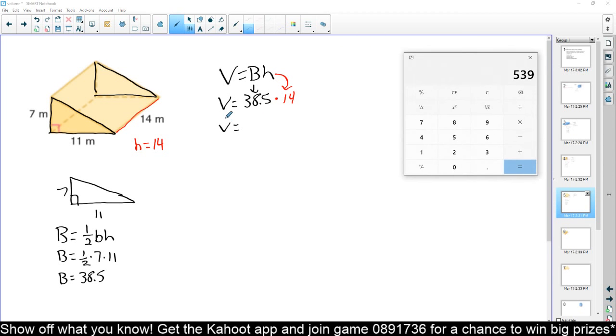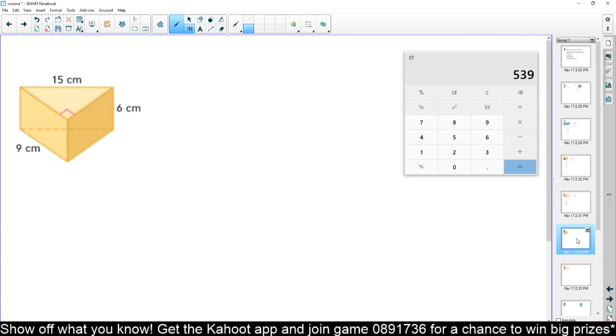Let's move this out of the way a little bit. That gets us 539. Pick up our units, no naked numbers. Meters cubed. All right. So the only thing that changed was we have a different formula for area of the base, but that's it. So triangular prism, not that much more difficult. Unless they try to trick you, like our next example here.